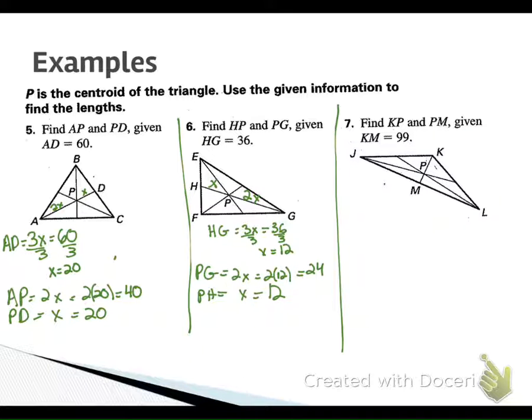Okay, so we use the fact that we know that the whole length is 3x. We took the value that was given, we divided by 3, and then we substituted in the fact that we know that 2x times the value we got for x would give us 40 in the first one, 24 in the second one, and then the remaining part, the shorter part, would just be x, and that would be 20 in the first one and 12 in the second one.